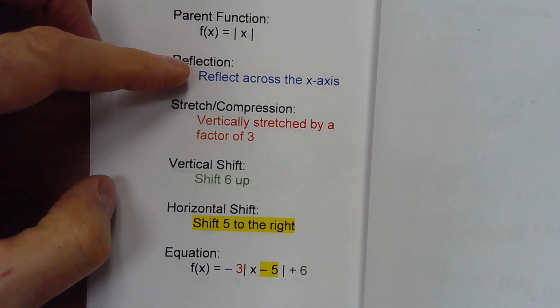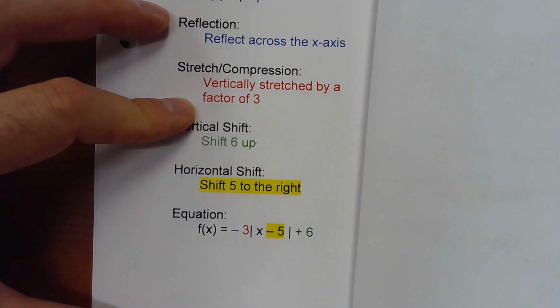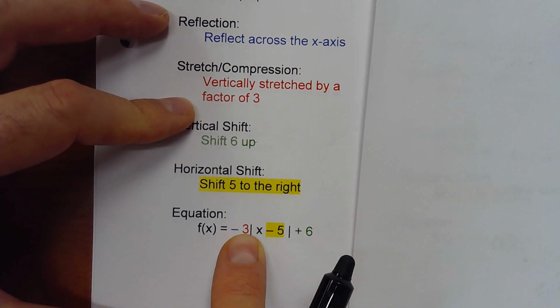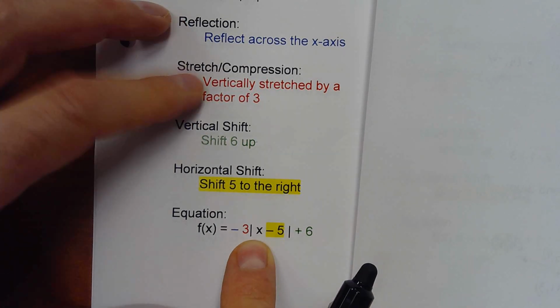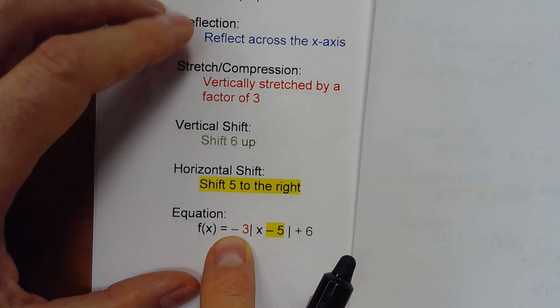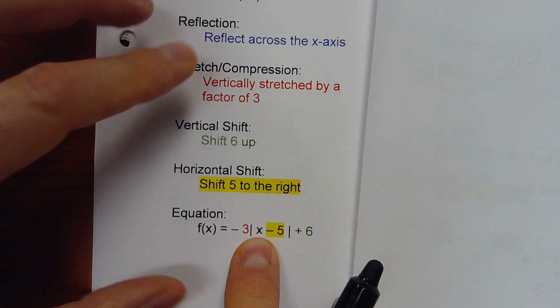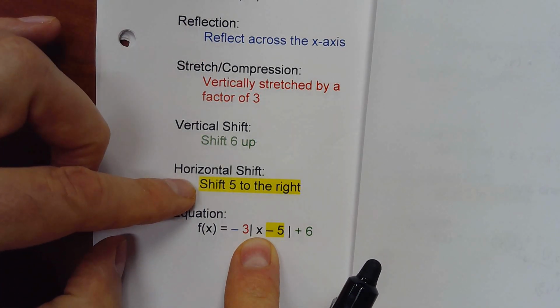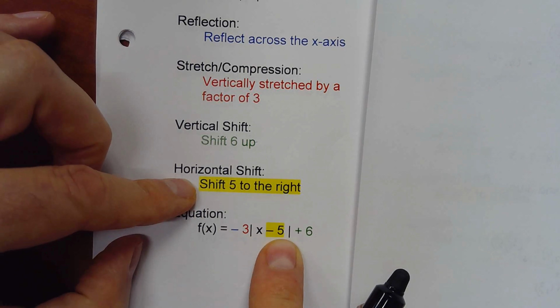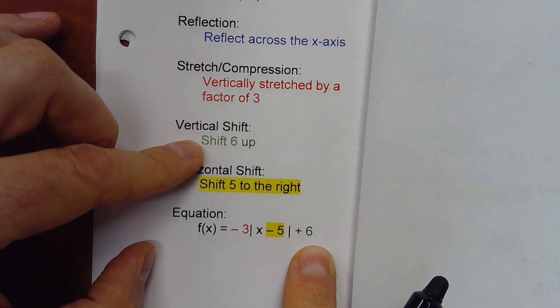All right, so it's reflected across the x-axis and vertically stretched by a factor of 3. That's where that negative 3 comes from. The 3 is from the vertical stretch. The minus sign is from reflected across the x-axis. Then it's x, and remember, if it's shifted to the right, it's a minus 5. And then up 6, plus 6.